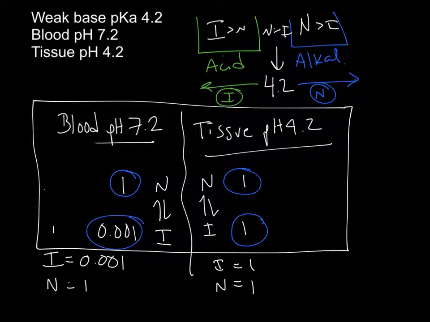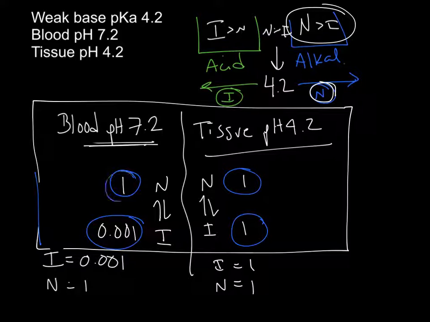Let's just go back a quick step. Does that make sense? Go back to our basic initial premise that if this is a weak base with a pKa of 4.2, this blood pH, 7.2, is far, far more alkaline than the pKa. So we should have more non-ionized than ionized. Is that true? Yeah. We've got one non-ionized for every teeny, 1/1000th of an ionized particle. So the N is the bigger number.